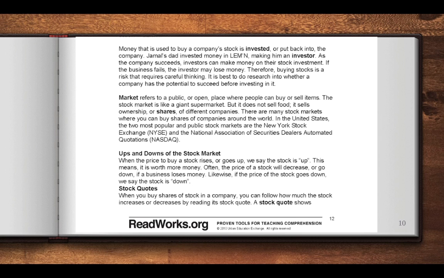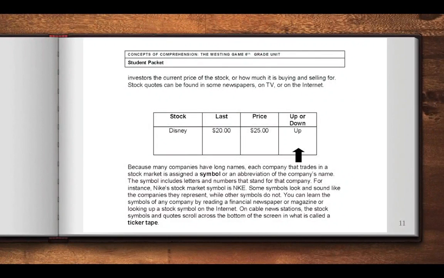Stock quotes. When you buy shares of stock in a company, you can follow how much the stock increases or decreases by reading its stock quote. A stock quote shows investors the current price of the stock, or how much it is buying and selling for. Stock quotes can be found in some newspapers, on TV, or on the internet. So here's our first graph. The stock is Disney. It was last $20, and now the price is $25, so it has gone up.